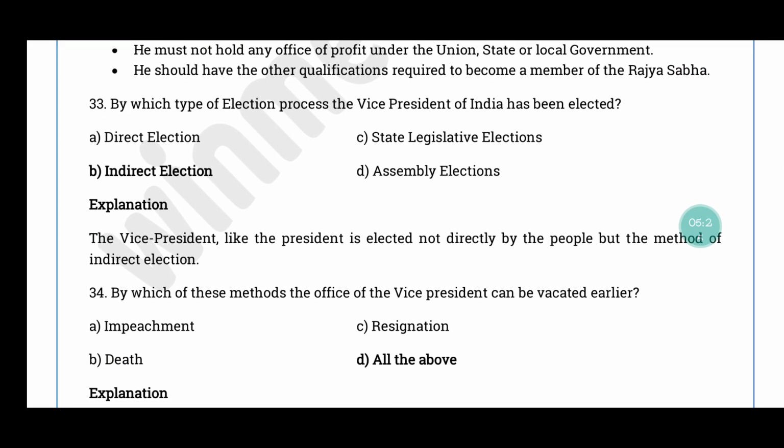Question number 33. By which type of election process is the vice president of India elected? The correct answer is option B, indirect election.